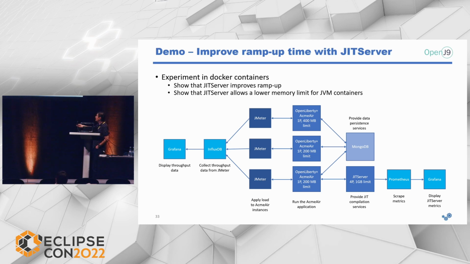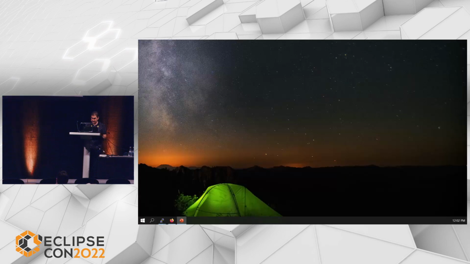We apply load with 3 JMeter containers, and the throughput values are communicated to InfluxDB and from there to Grafana in order to be displayed as graphs. We also have a Prometheus container which scrapes performance metrics from JITServer and then displays them in Grafana. And now I'll have to get out of presentation mode and start the demo.